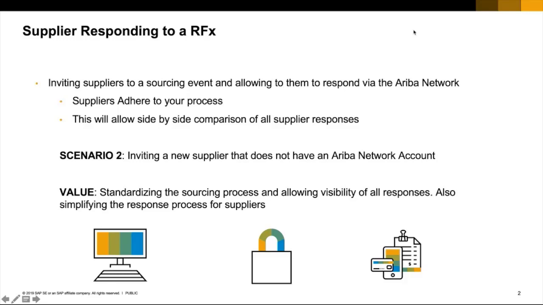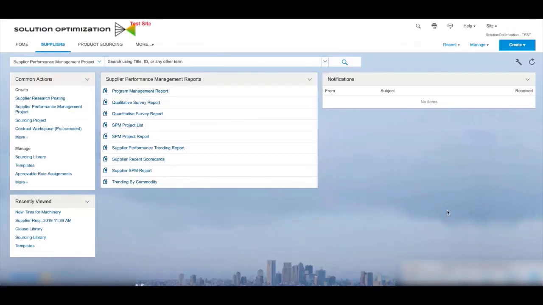The reason why we would do that is to allow suppliers to adhere to our process, and once they do that, it'll give us the empowerment to do side-by-side comparison for those supplier responses. The real value there again is standardizing the sourcing process, having that visibility of the detailed responses, and we're generally trying to simplify the response process for suppliers. So let's have a look at how that's done.